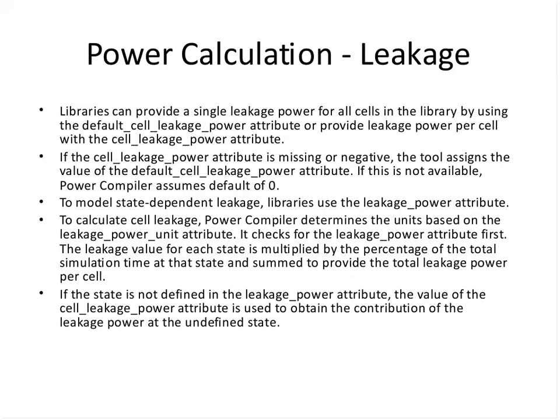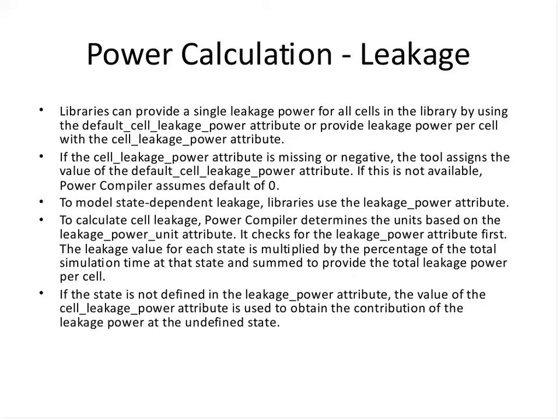So again, to calculate the cell leakage, what happens if there is a state dependent leakage? If you do not give any other information to power compiler, it will assume that all these states are equally probable. So it will take the average of all the states. To calculate cell leakage power, it first determines the unit based on the leakage power unit attribute. Then it checks for the leakage power attribute, and for each state the leakage power is multiplied by the percentage of total simulation time at that state.